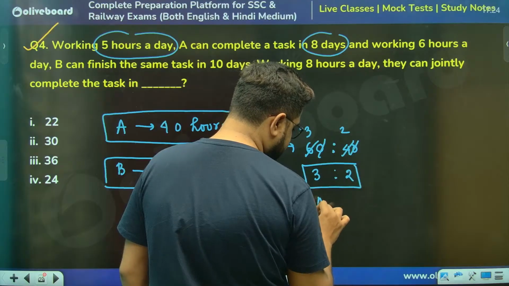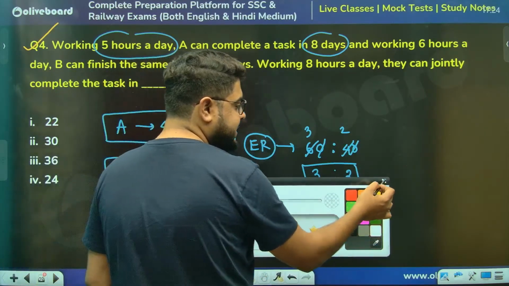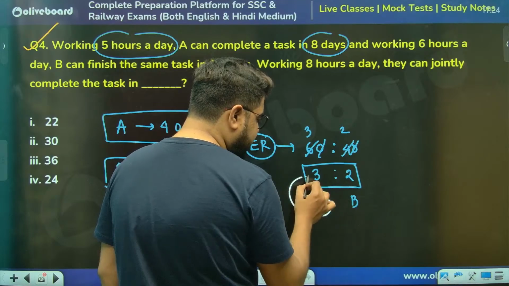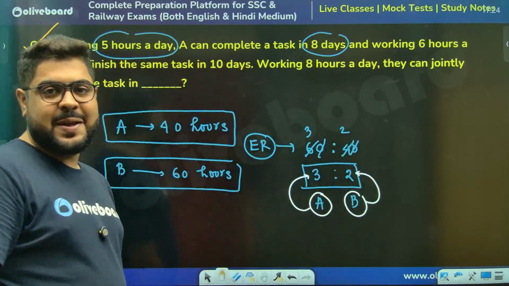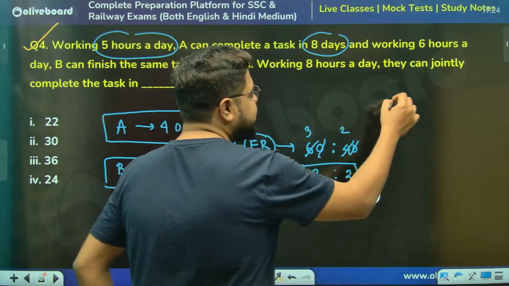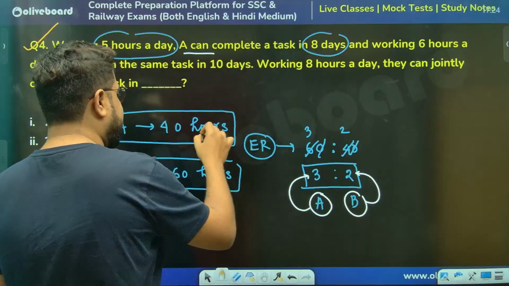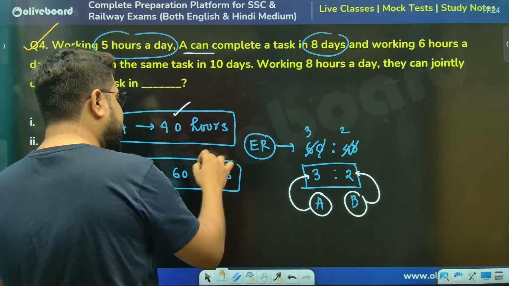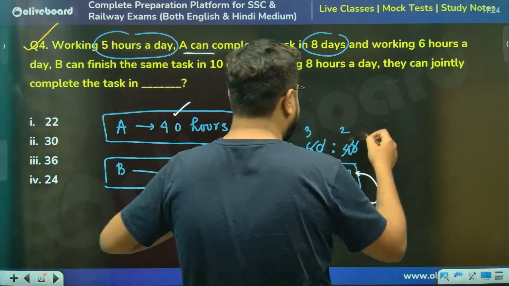This is A, this is B. Simple as that. So A can do 3 units, B can do 2 units per hour. Now, total work is how much, sir? Total work is whatever A can do in 8 days, or in 40 hours, or whatever B can do in 60 hours. I'm going by A.